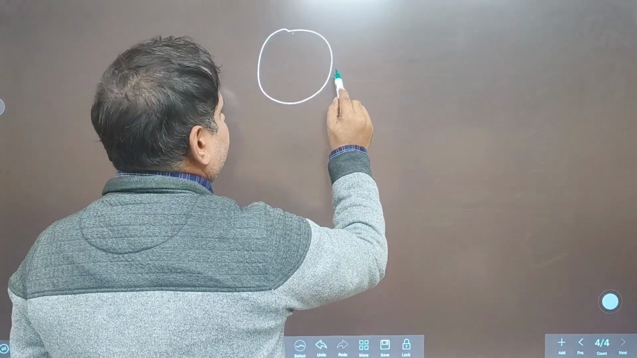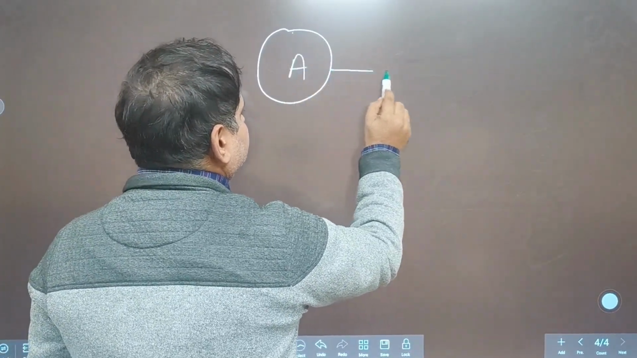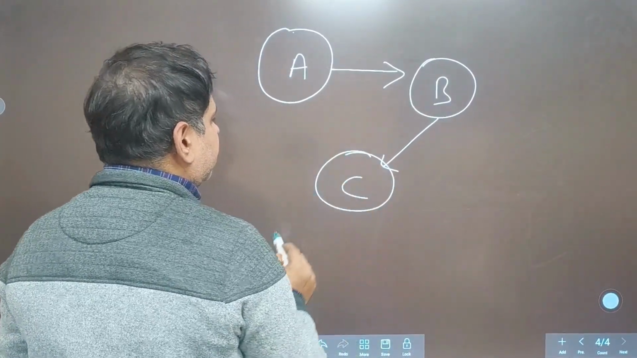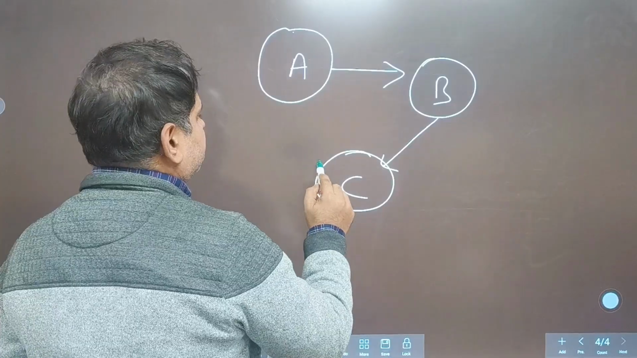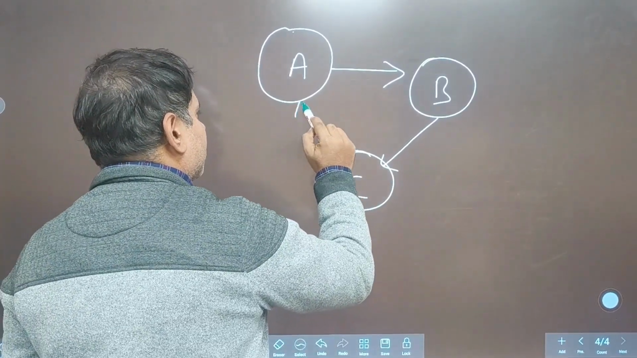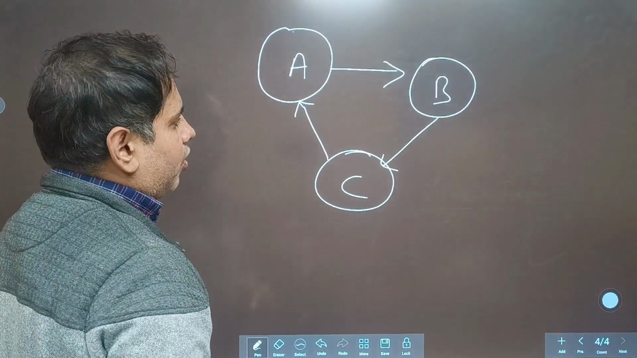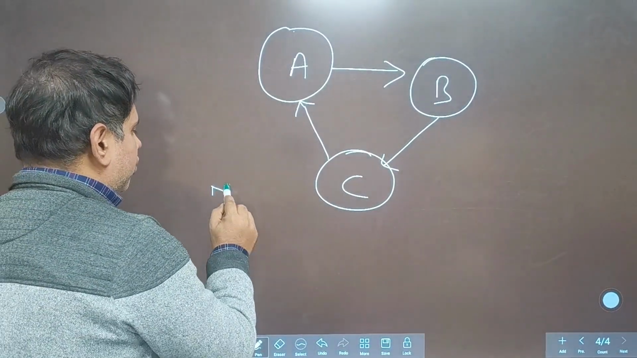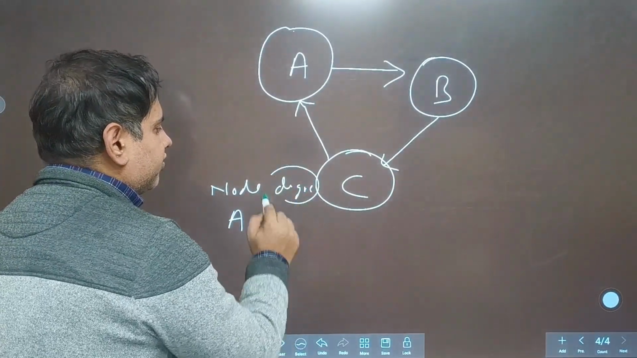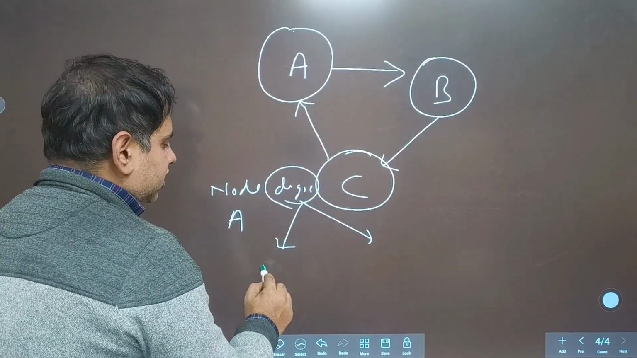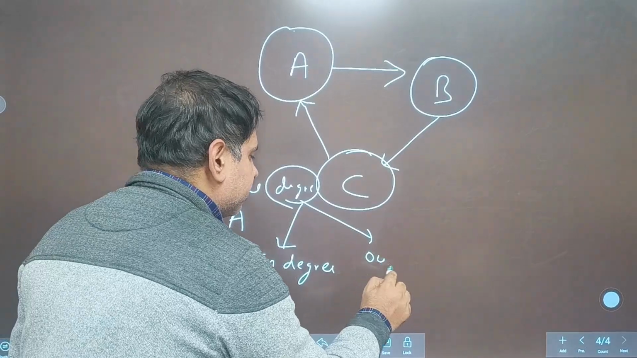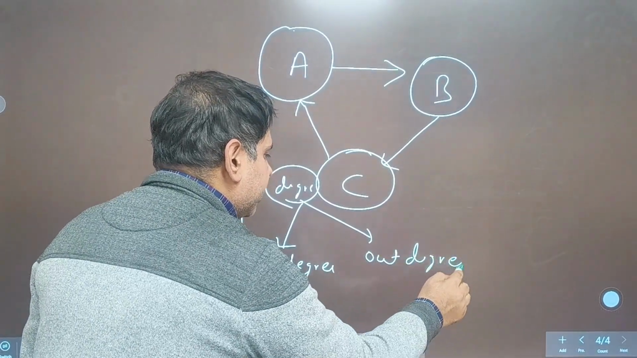In the directed graph, when we talk about the degree of a node, there are two types of degree. For example, this is A, B, C, and this is E. When we talk about the degree of node A, the degree in a directed graph is of two types: one is in-degree, another one is out-degree. So there are two types, in-degree and out-degree.